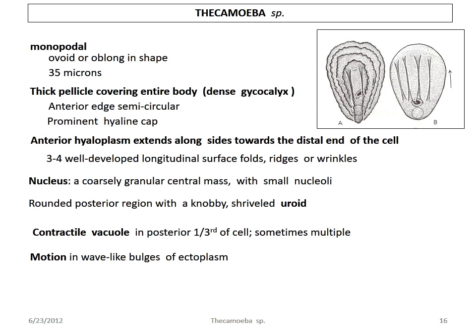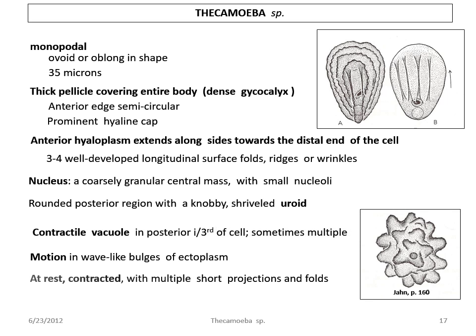Thecamoeba tends to move forward by projecting wave-like bulges of its anterior ectoplasm. These will be seen in the video to follow. When at rest, thecamoeba tends to contract, developing multiple projections and folds.